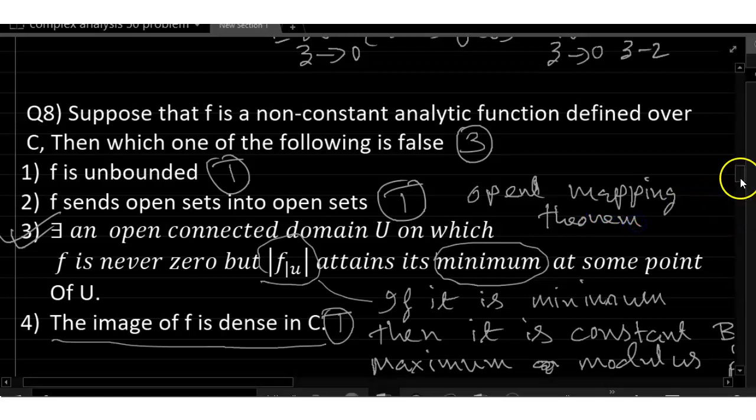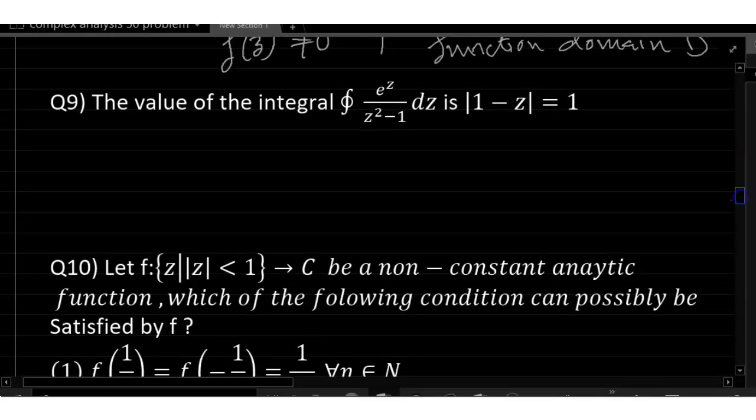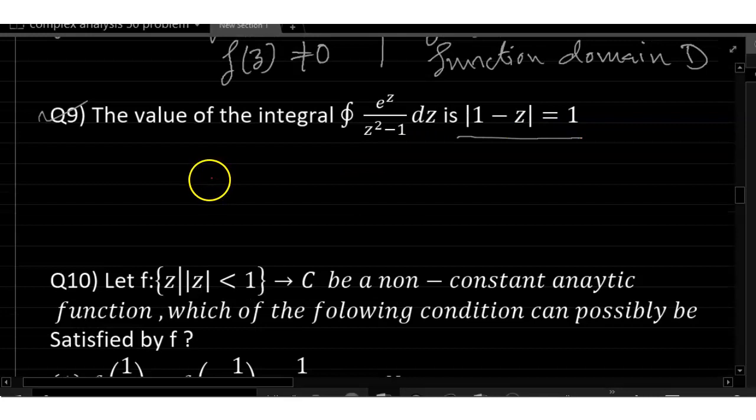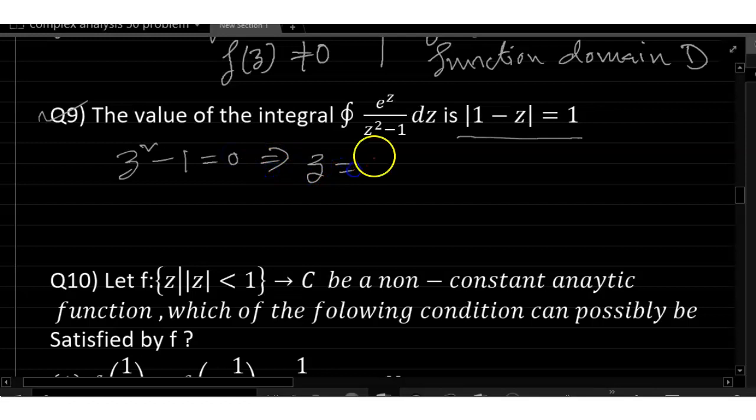Open mapping theorem. Next we will go to solve question number 9. The value of the integral e to the power z divided by z square minus 1 dz, where mod of 1 minus z equals 1. I have to check whether the poles lie inside or outside the region. The poles are given by z square minus 1 equals 0, so z equals 1 and minus 1. I have to see which is inside and which is outside.